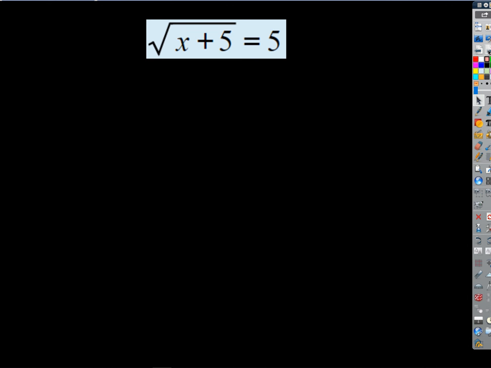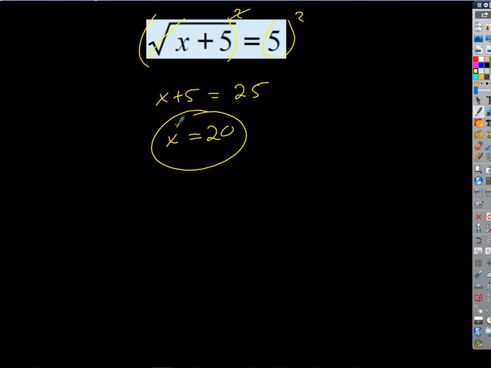Okay, how would I undo square rooting? What do I do? Square it. I'm going to square both sides. Okay. So if I square both sides here, the square is going to undo the square root, and I just end up with x plus 5 equals what's 5 squared? Okay, and I subtract 5 and I get x equals 20.